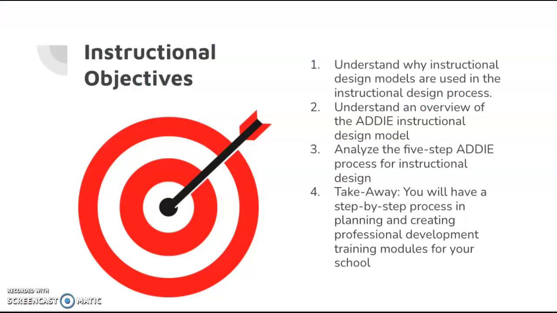So let's take a look at our instructional objectives. The first instructional objective will be how are these models used in the instructional design process? I want you to be able to understand and have an overview of the ADDIE instructional design model. We will look at and analyze the 5 steps of the ADDIE process for instructional design. And a takeaway would be that you'll be able to take this step-by-step ADDIE process and plan and create your own professional development training modules back at your school.